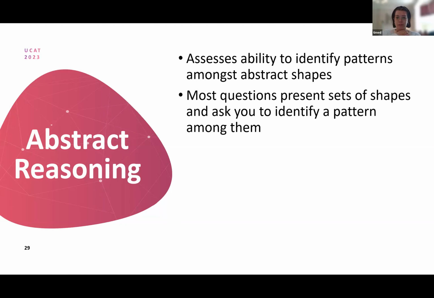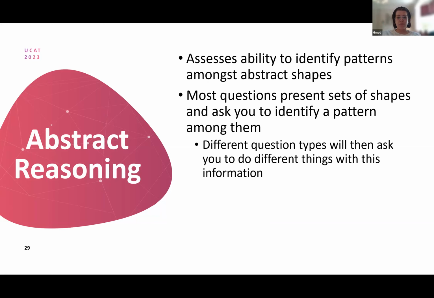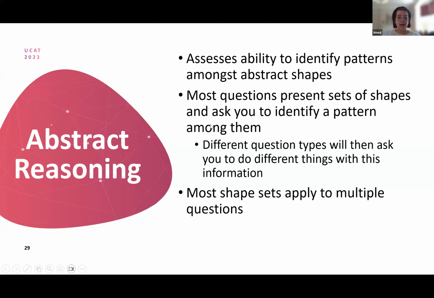Most questions will present you with a set of shapes and ask you to identify the pattern among them, and they will then ask you to sort other shapes into your question sets. Different question types will ask you to do different things with this information. Sometimes you'll be given two sets of shapes and asked, where does this shape fit within the sets? Others will give you a sequence and ask which is the next shape in the sequence, etc. Similarly to the other sections, each data set applies to multiple questions. This is very time pressured, and in the real thing, it will go by so quickly.